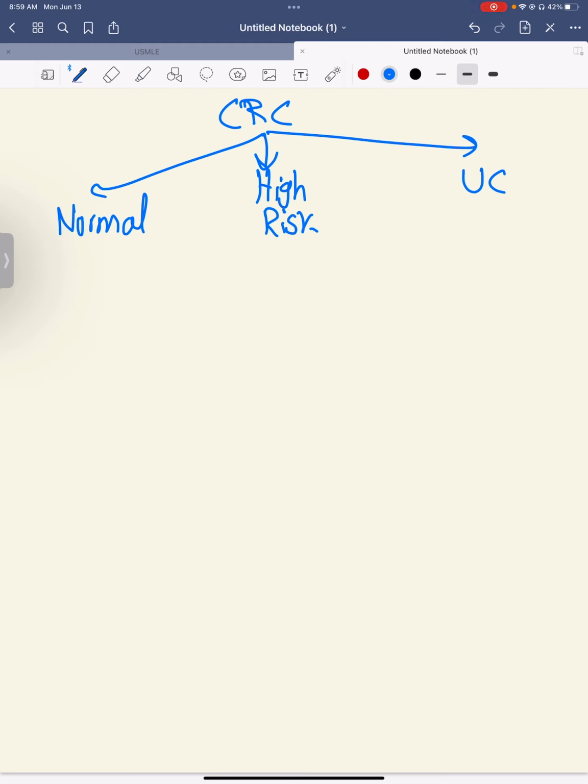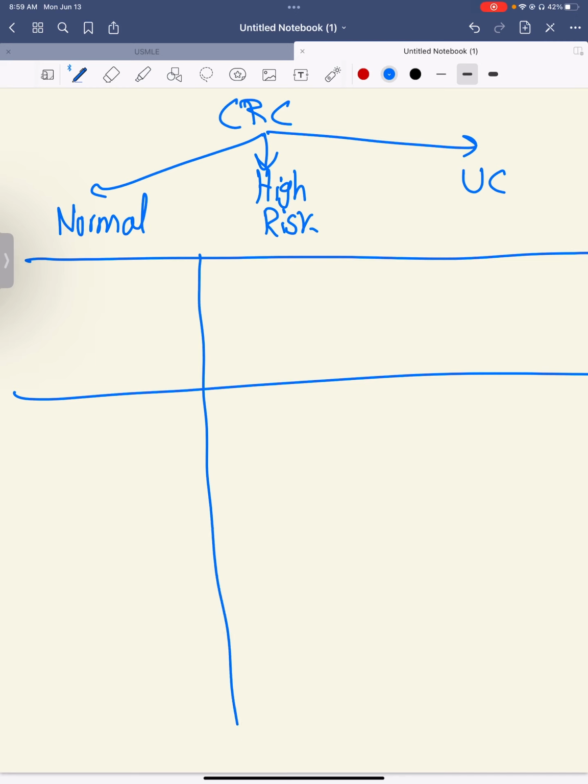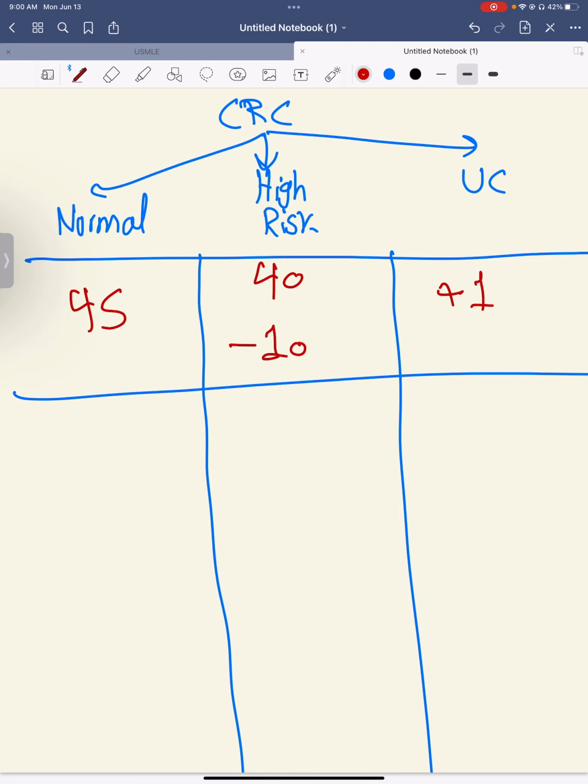Each of those three categories is different regarding the age of starting the screening and how we're going to do it. So, we're going to put a table here exactly like this, and we're going to post some numbers. If you have visual memory, you can just remember it as it is. So we're going to put here 45, 40 minus 10, plus 10, and 10, 5, 3, 10, 5, 3. So what do I mean with those numbers?